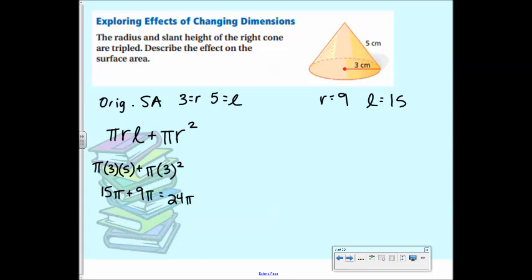All right, so ladies, you guys got 24 pi. Gentlemen, have you guys gotten it yet? Yeah. What is it? 216. 216 pi? All right, so 216 pi. Now, that's not the answer because the question says describe the effect on the surface area.